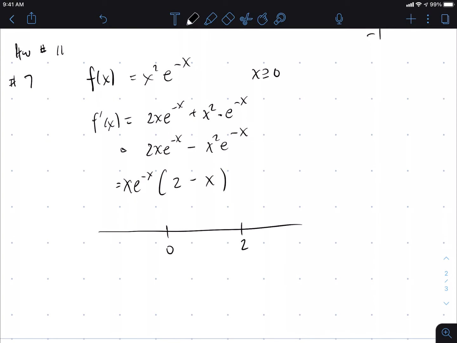And I'm going to plug in values for this. So if I use 1, I'm going to get a positive. If I use 2, anything greater than 2, I'm going to get a negative. Are we in agreement with that?